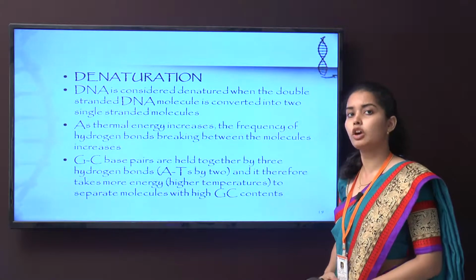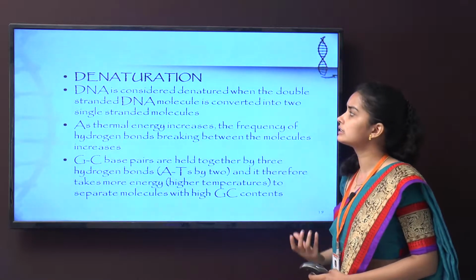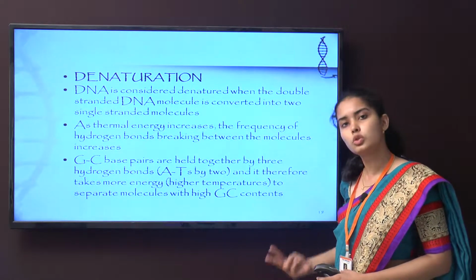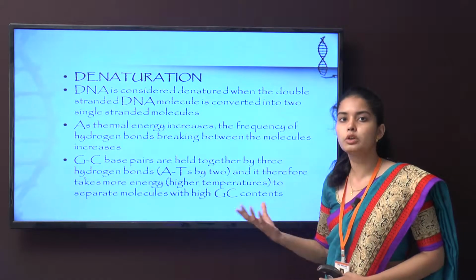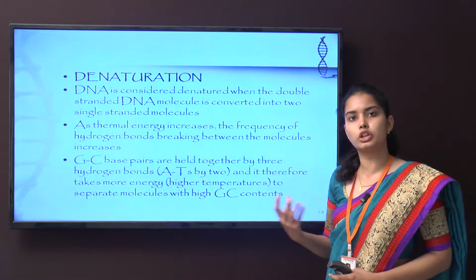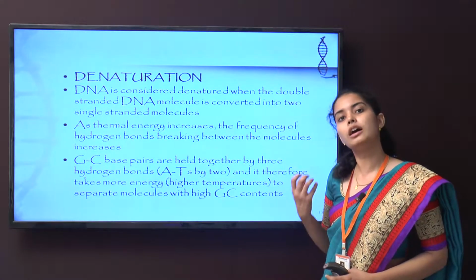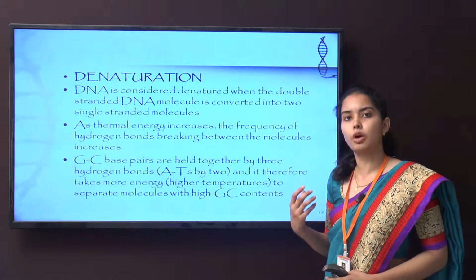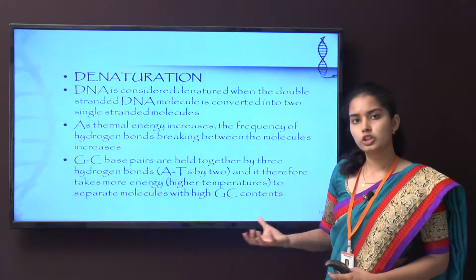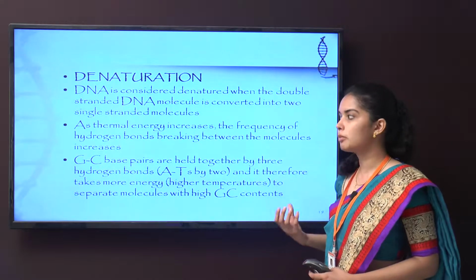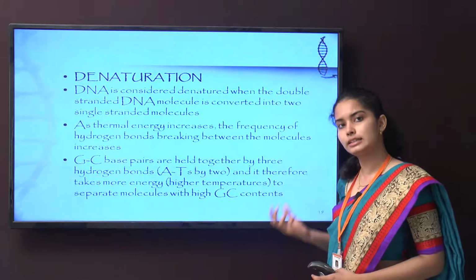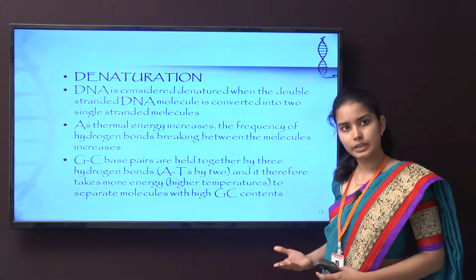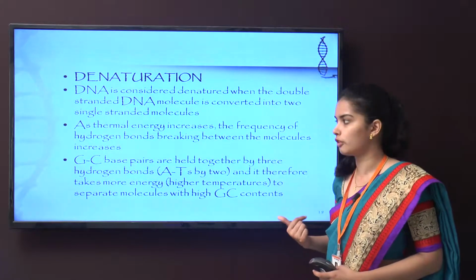Now denaturation. What is denaturation? DNA is considered denatured when the double-stranded DNA molecule is converted into two single-stranded molecules. We know that the two single strands are bound to each other with hydrogen bonds. As thermal energy increases, the hydrogen bonds, as we all know, are weak bonds, so they break, and the number of hydrogen bonds breaking between the molecules increases. So the double-stranded DNA becomes single-stranded DNA. This is known as the denaturation of DNA.